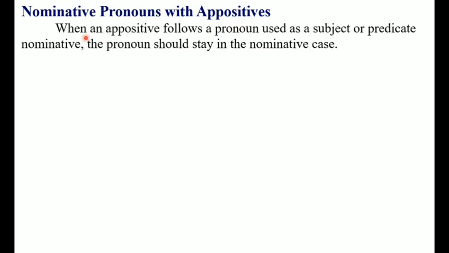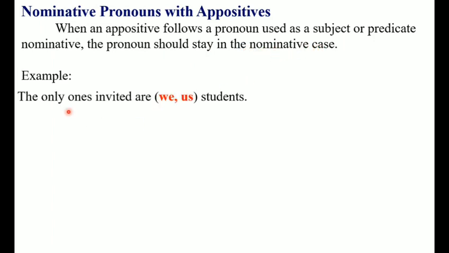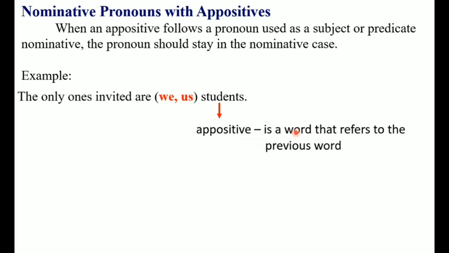Now, next, about nominative pronouns with appositives. When an appositive follows a pronoun used as a subject or predicate nominative, the pronoun should stay in the nominative case. Example: the only ones invited are we or us students. Now, in this sentence, our appositive here is students. When we say appositive, it is a word that refers to the previous word. This appositive refers to the previous word, we or us.